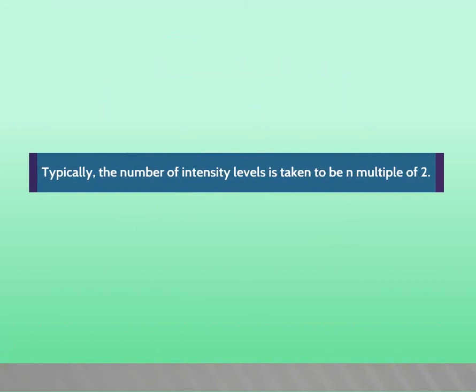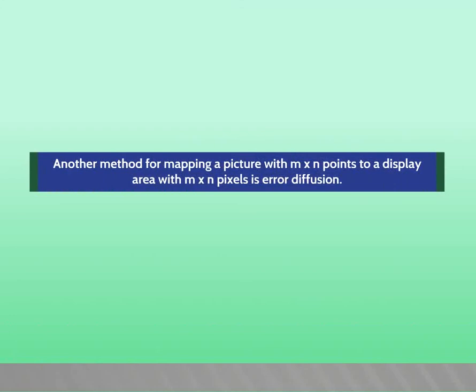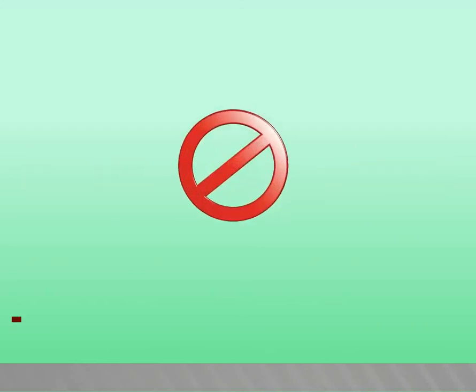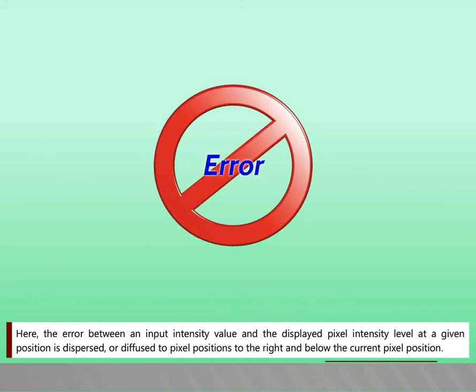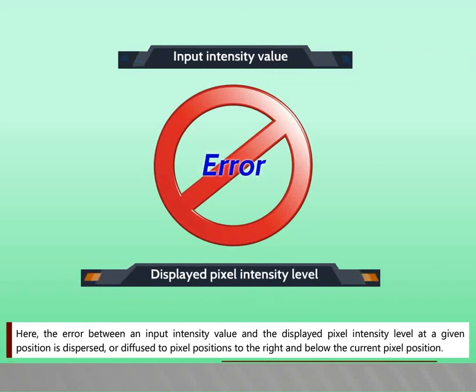Typically, the number of intensity levels is taken to be a multiple of 2. High-order dither matrices can be obtained from lower-order matrices with the recurrence relation. Another method of mapping a picture with m by n points to a display area with m by n pixels is error diffusion. Here, the error between an input intensity value and the displayed pixel intensity level at a given position is dispersed or diffused to pixel positions to the right and below the current pixel position.